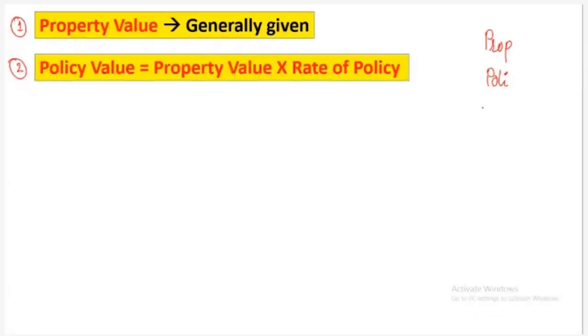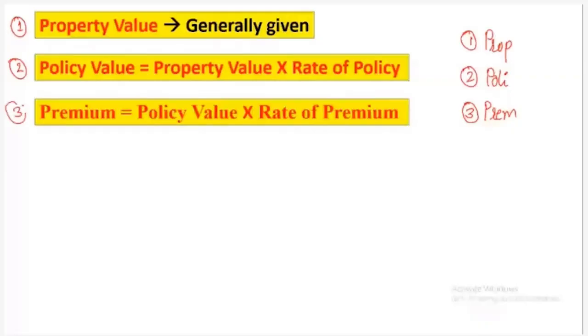Third step, premium. And I said last lecture we will call it prem, the first four letters of premium. First is property, second is policy, third is prem. Formula for premium: premium equals to. Premium will depend on what? Policy value into rate of premium. Premium is equal to policy value into rate of premium.